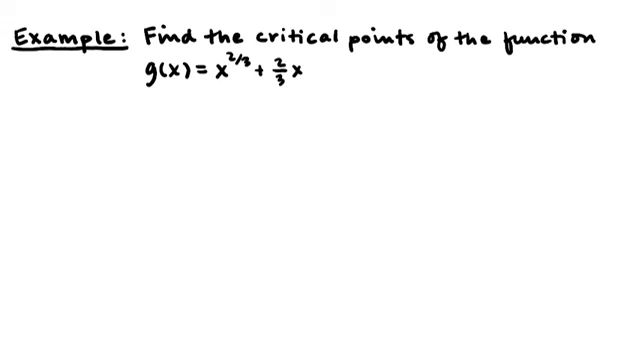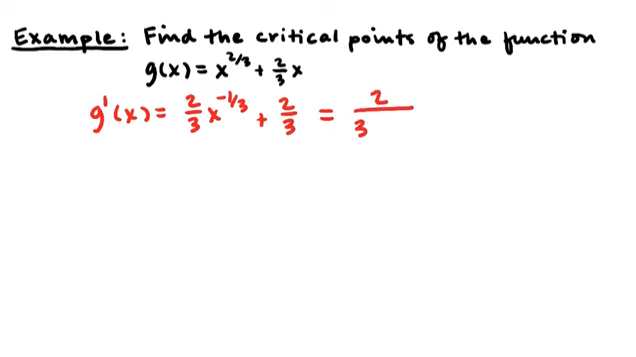Okay, well, I'm going to need to take the derivative. That's first order of business. I'm going to use the power rule. I'm going to bring the exponent around the front. That's 2/3 of x to the power reduced by 1. 2/3 minus 3/3 is negative 1/3. Plus, the derivative of 2/3 of x is just 2/3. And I'm going to rewrite this as 2 over 3 times the cube root of x, plus 2/3.